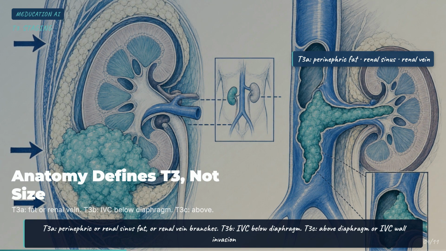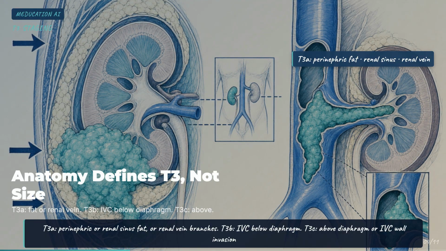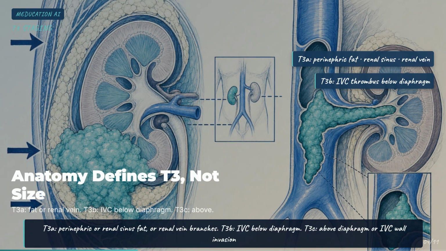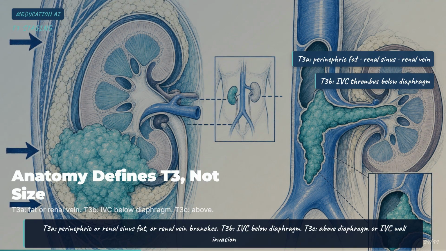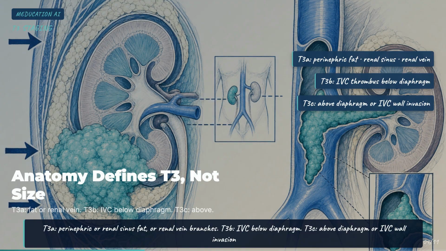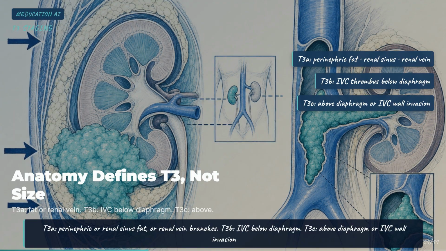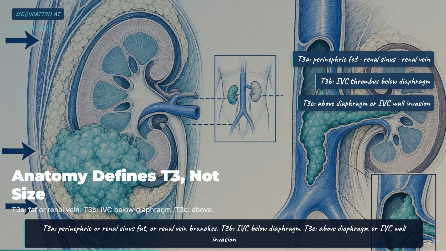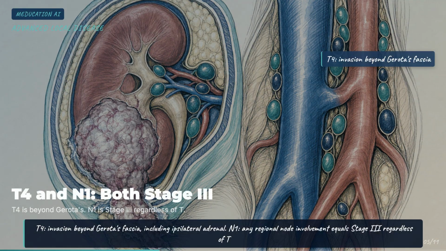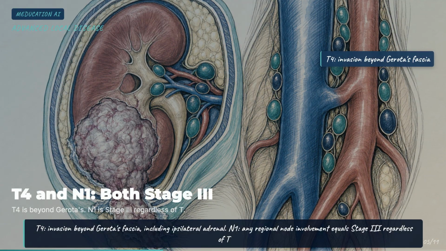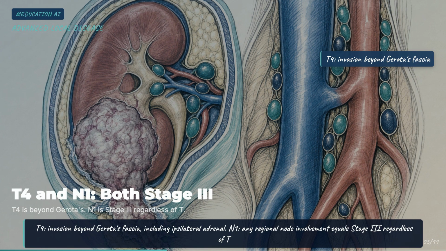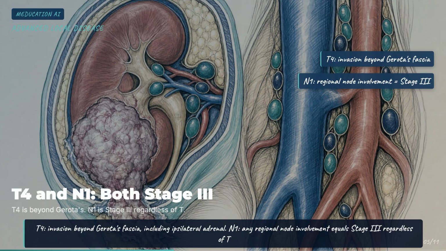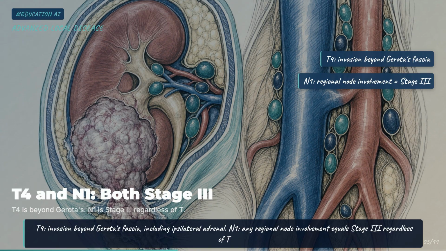T3a is invasion into perinephric or renal sinus fat or invasion of the renal vein or its branches, all still within Gerota's fascia. T3b is tumor thrombus extending into the inferior vena cava below the diaphragm. T3c is thrombus above the diaphragm or invasion of the IVC wall itself. T4 is invasion beyond Gerota's fascia itself, which can include the ipsilateral adrenal gland. Any T classification with N1 disease, meaning regional lymph node involvement, also qualifies as stage 3.